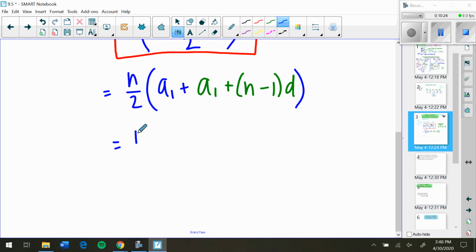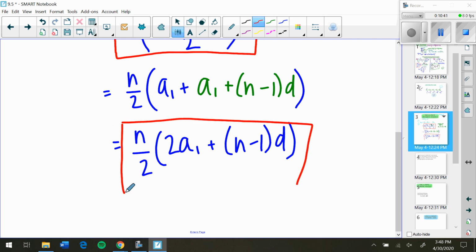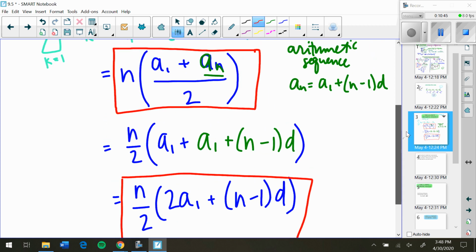So I could also write this equation as n over 2 times 2 a sub 1 plus n minus 1 times the common difference. And of course, you could multiply that common difference into both terms if you want. I just want to point out that there are two versions to do this. Why is it important to notice that we have two versions?